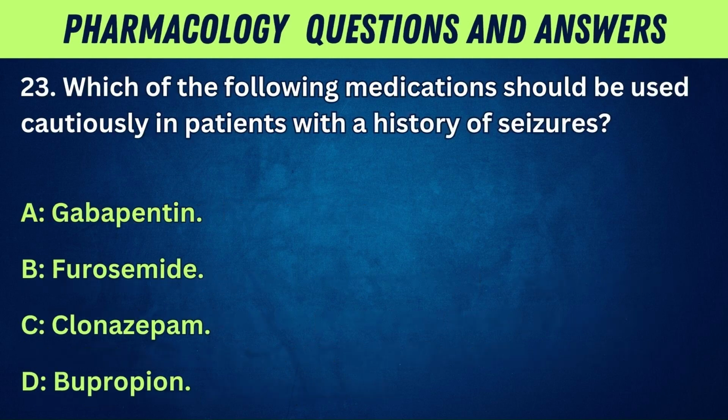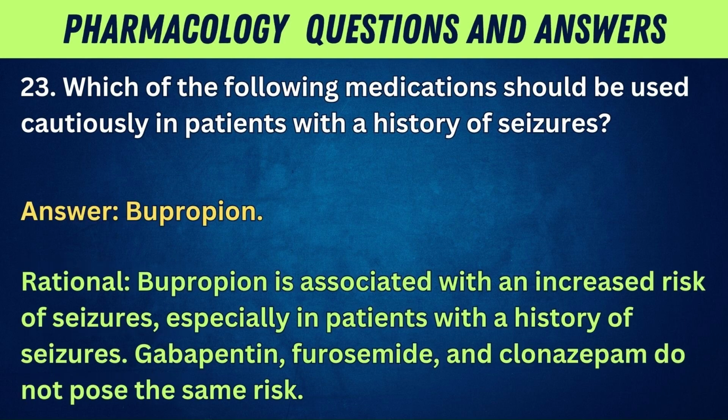23. Which of the following medications should be used cautiously in patients with a history of seizures? A. Gabapentin. B. Furosemide. C. Clonazepam. D. Bupropion. Answer: bupropion. Rationale: bupropion is associated with an increased risk of seizures, especially in patients with a history of seizures. Gabapentin, furosemide, and clonazepam do not pose the same risk.